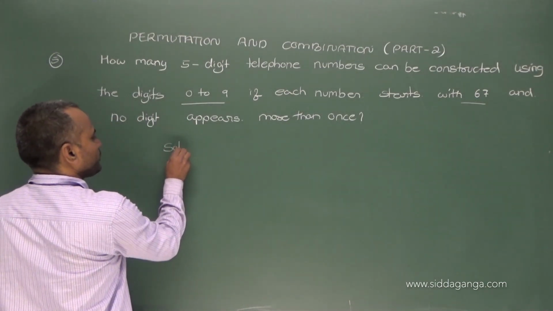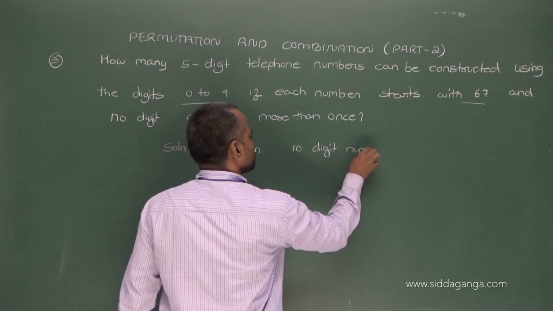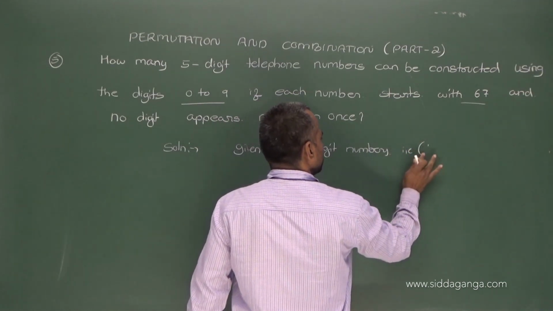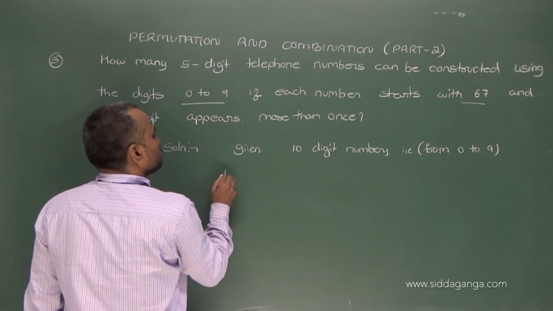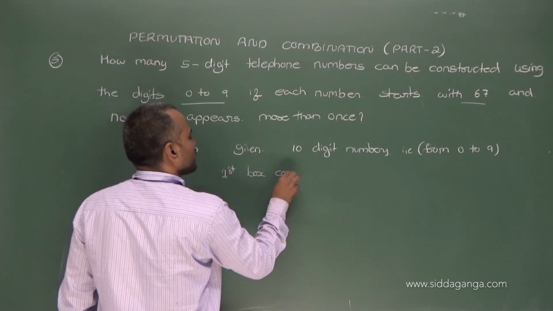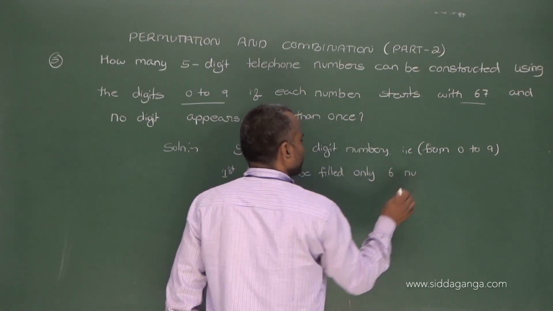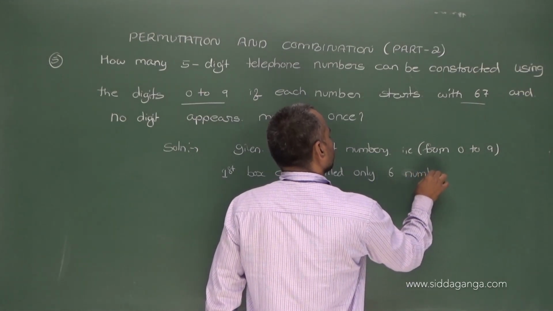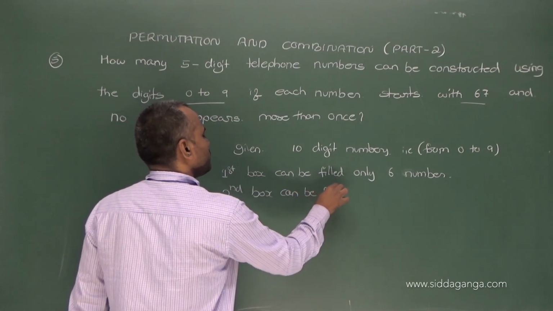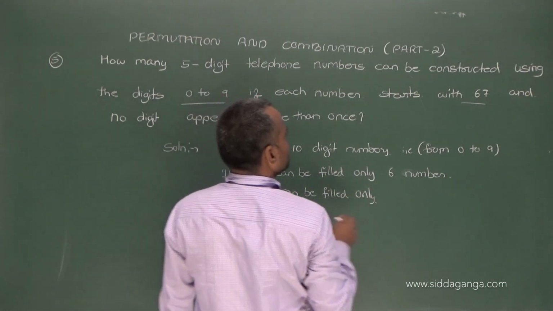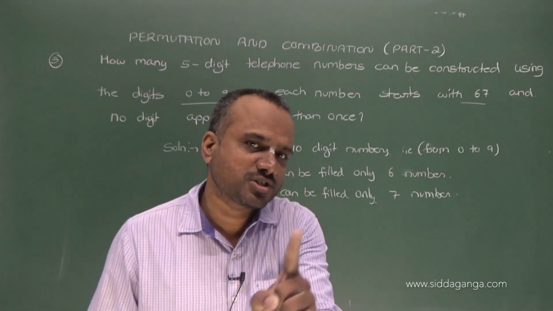Solution. Given 10 digits, that is from 0 to 9. The first box can be filled only with 6, and the second box can be filled only with 7. Only these two numbers we can fill in the first and second boxes.